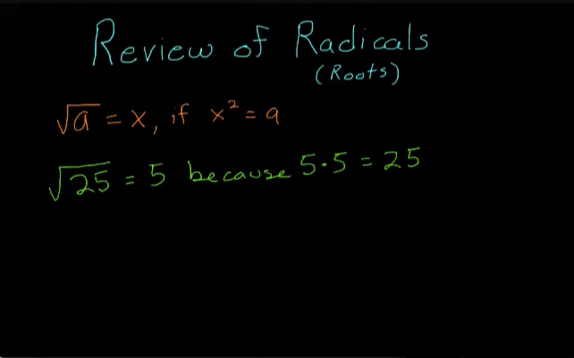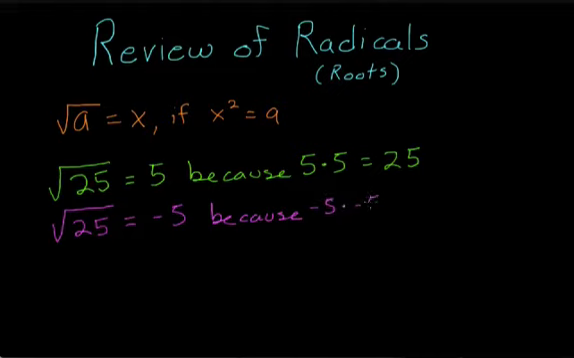Now, let's say we were to answer the question a different way. What's the square root of 25? Well, we already know the answer is 5, but I submit to you that the answer could also be -5. And why? Because it fits the definition. Because -5 squared, or multiplied by itself, -5 times -5 is 25.